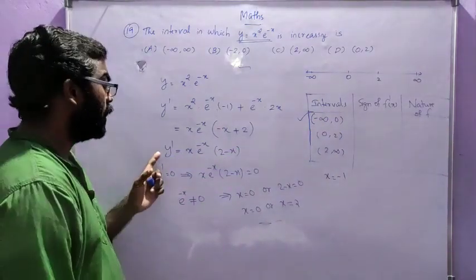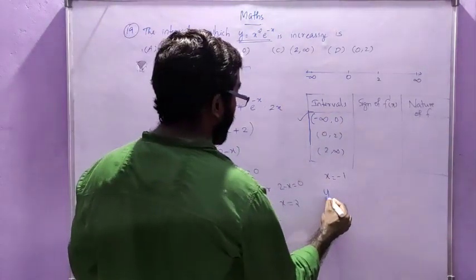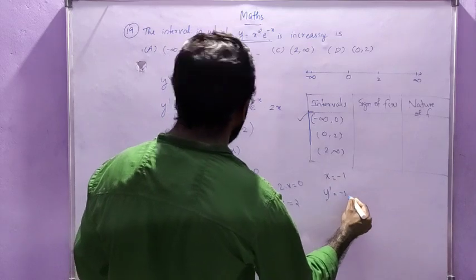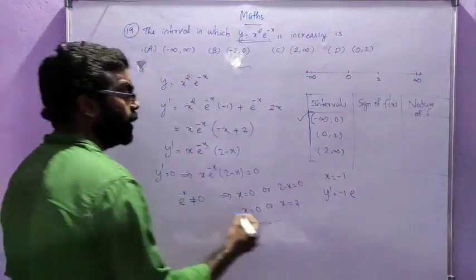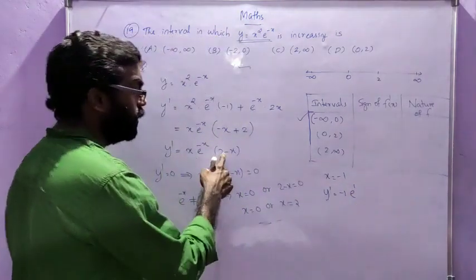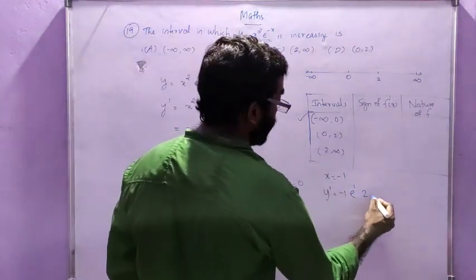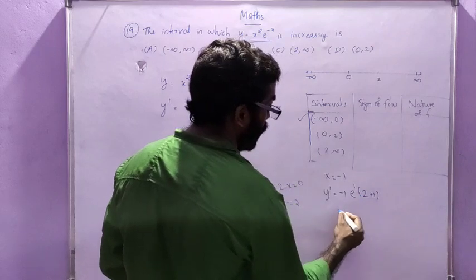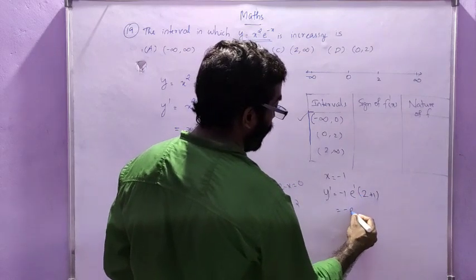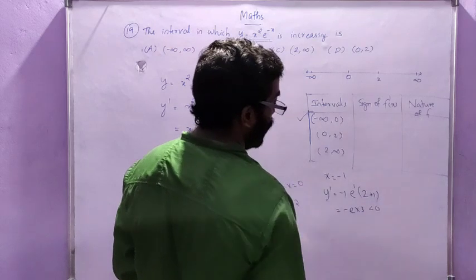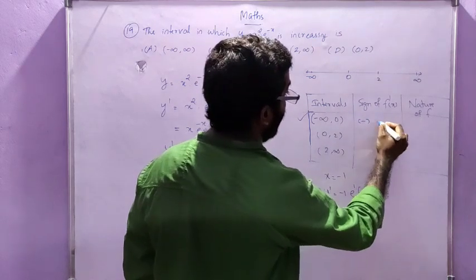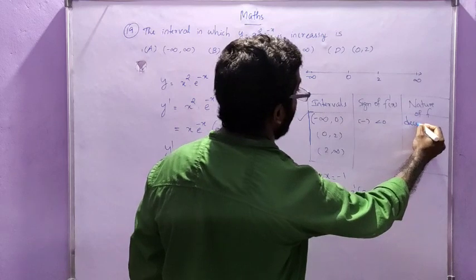Okay, and we can put it: y dash is equal to minus 1 into e raised to minus x, minus of minus 1, it is plus 1, then 2 minus x, 2 minus minus 1, 2 plus 1. That is minus e into 3. So clearly it is less than 0. So negative, less than 0, decreasing.